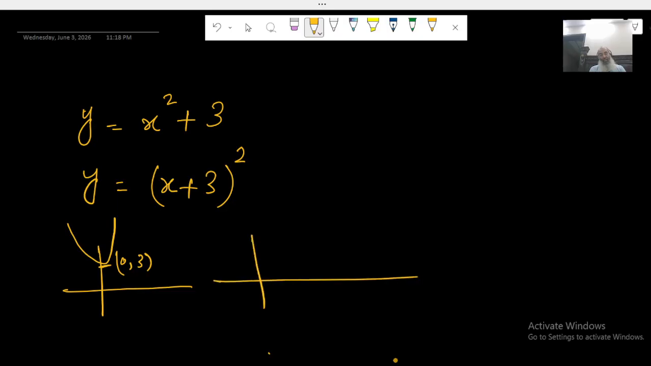This graph is somewhere here, and its vertex is here. Okay, x minus 3 is 0, so it's 3, 0. It has been shifted 3 units to the right. Oh, here I should have written minus. So now I tell you the difference. If it's x minus 3, the graph will be shifted 3 units to the right, and if it is x plus 3, the whole graph will shift 3 units to the left, right here. So note the difference.